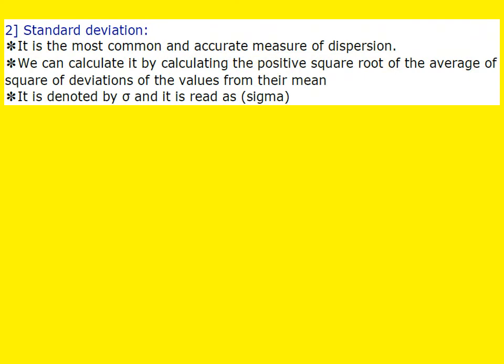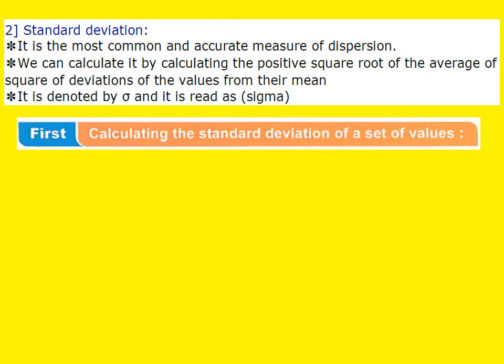Number 2. Standard deviation. It is the most common and accurate measure of dispersion. We can calculate it by calculating the positive square root of the average of the squares of deviations of the values from their mean. It is denoted by sigma and it is read as sigma.